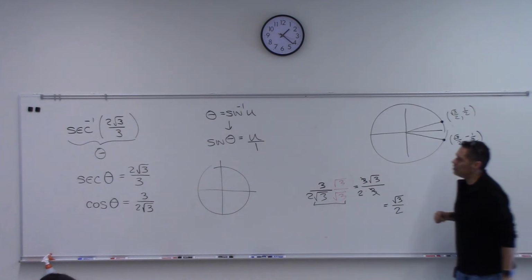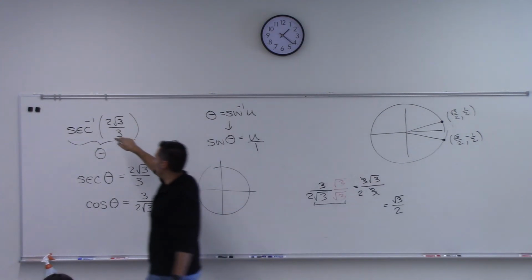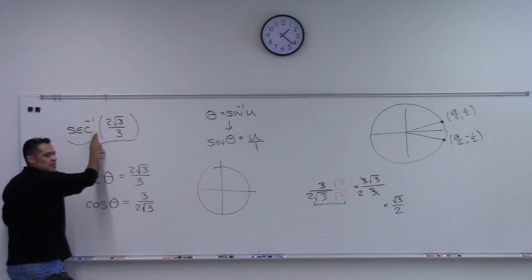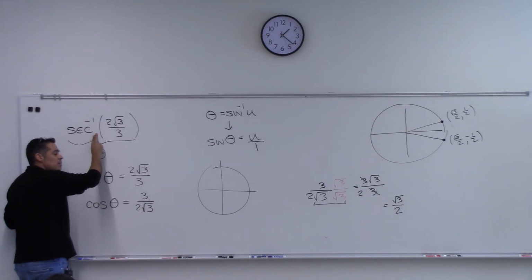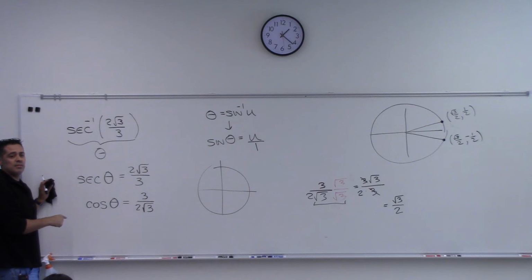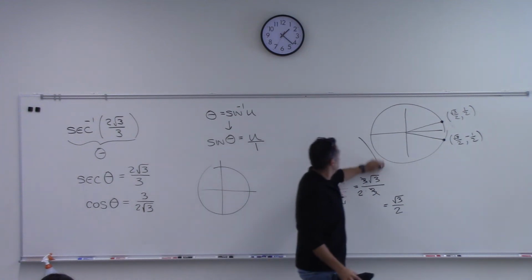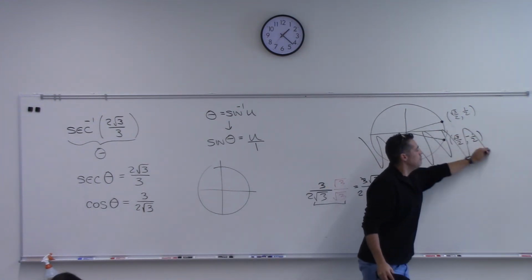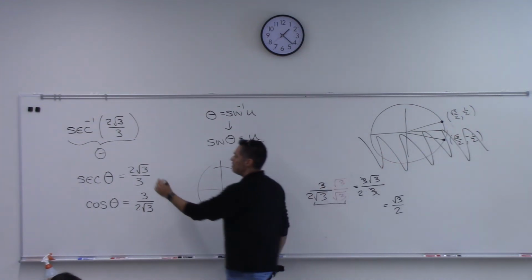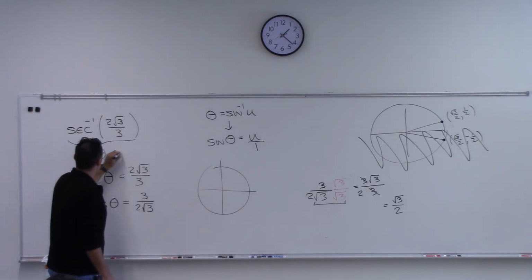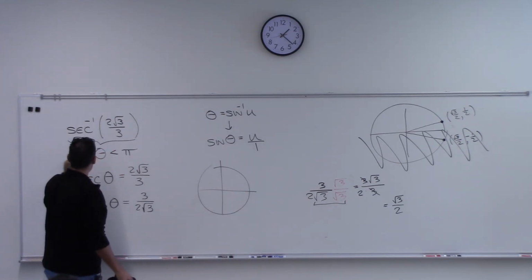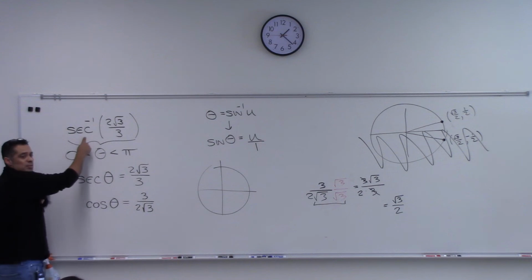The domain restriction. What's the domain restriction for secant inverse? You have to look back in your notes, or you have to remember, it's the same as the domain restriction for cosine inverse, which is 0 to pi. So we are not allowed to look in here because of the domain restriction. This theta we get here has to be between 0 and pi, because that's the domain restriction for secant inverse.